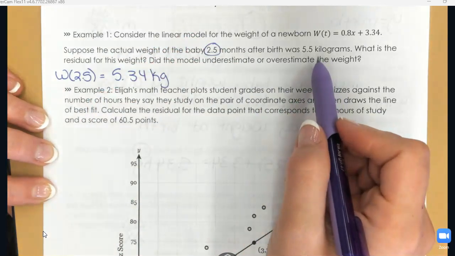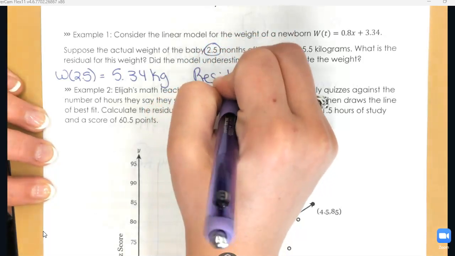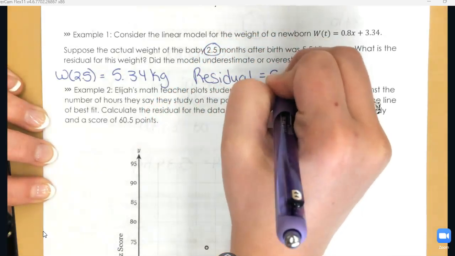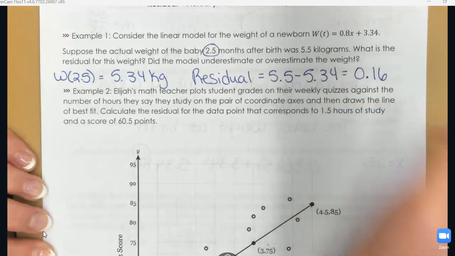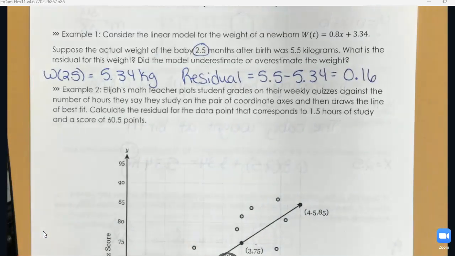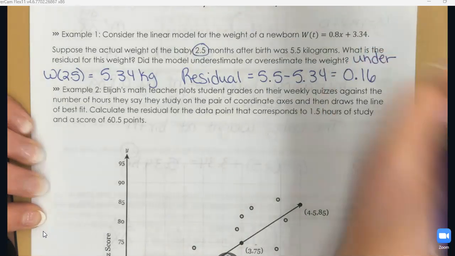Well, if the actual weight of the baby was 5.5 kilograms, my residual would be that 5.5 minus 5.34. And the residual is the difference, the remaining 0.16. That's our residual, and because it's positive, that tells me that my estimation was an underestimate.